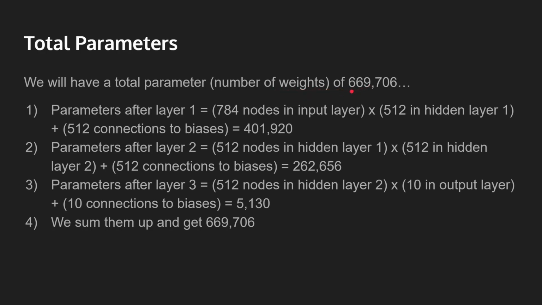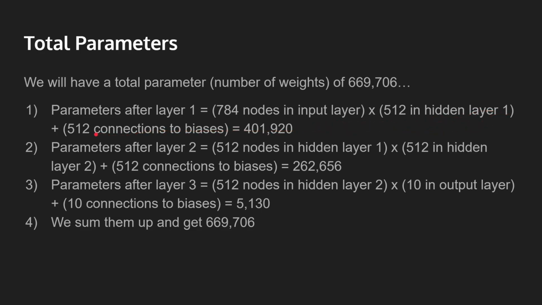Let's see how we calculate that. For the parameters after layer 1, we have 784 in our input layer since we input a 28 by 28 image, which will be flattened into 1 by 784. And then we have 512 hidden units or neurons in our first hidden layer. Remember we created that?